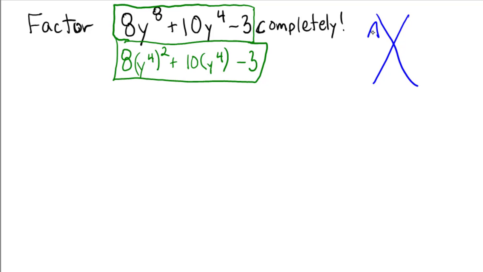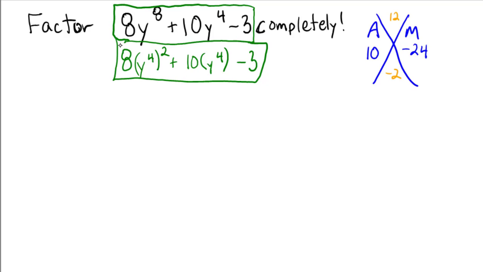So with an X method, that means I need to figure out the adding number and the multiplying number. In this context, the adding number is the coefficient of the middle term, which is 10, and the multiplying number is the product of the front and the back, which is negative 24. So now, think about it for a second. Can you think of two numbers that multiply to negative 24 and add up to 10? Hopefully you thought about it there for a moment, and you got 12 and negative 2. Notice 12 times negative 2 is negative 24, and 12 plus negative 2 is positive 10.